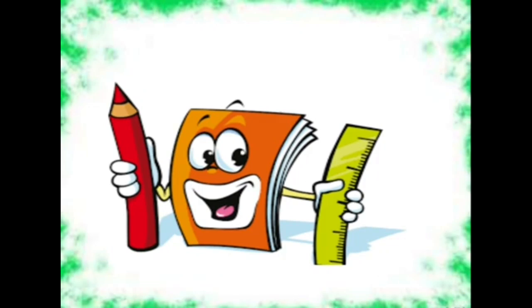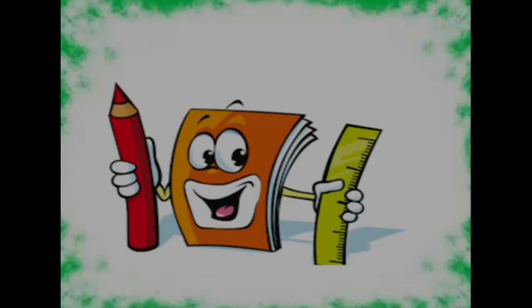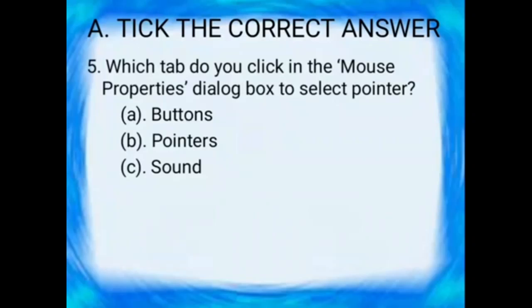Okay students, now take your book. So which is the answer, Kanna? Buttons, pointers and sound. So for pointer, which thing do you have to change? In a button you only change the selection mode, either right click or left click. But they said pointer, select the pointer. The option is pointer. Option B is the correct answer. Okay.